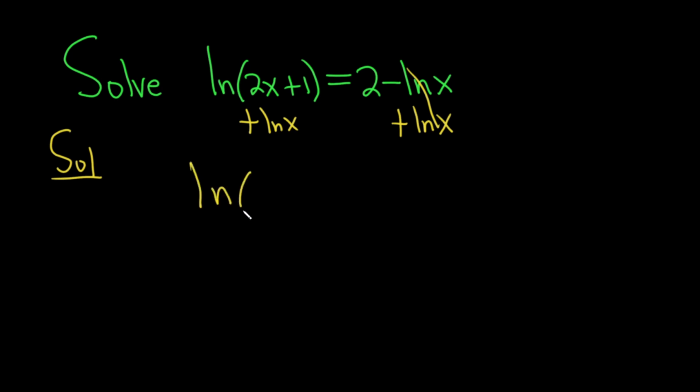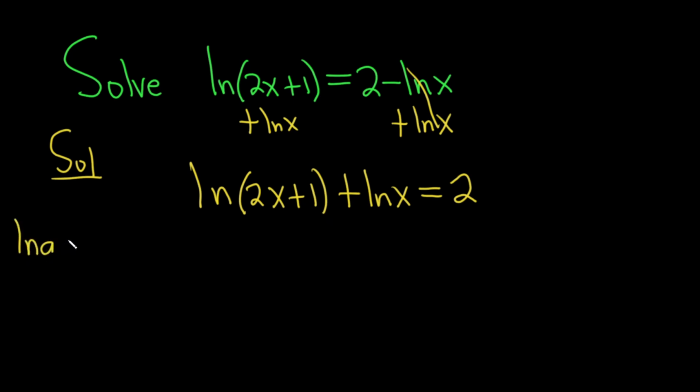So this is the natural log of 2x plus 1 plus the natural log of x, and that's equal to the number 2. Okay, so now we can combine these logarithms using a property. It's called the product rule for logs. If you have the natural log of a plus the natural log of b, that's equal to the natural log of a times b. This is called the product rule for logarithms.